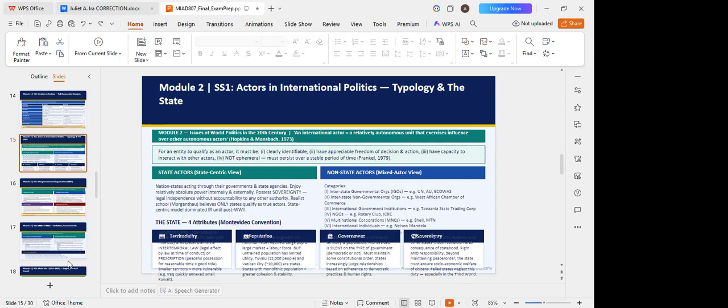Now the actors are divided into two. We have the state actors and the non-state actors. Listen, we have the state actors and the non-state actors. You can see from my slide, I put state actors and non-state actors.